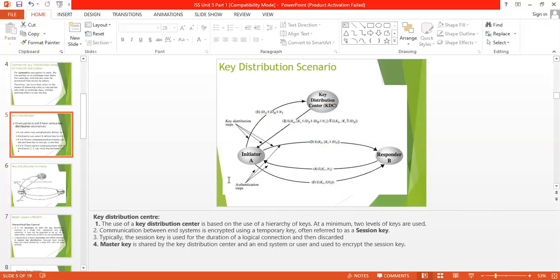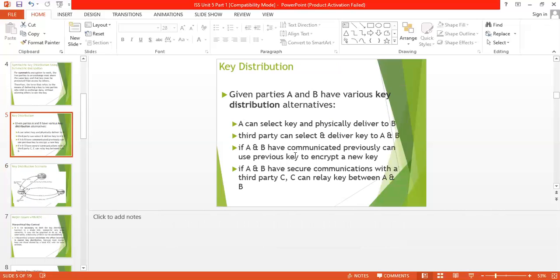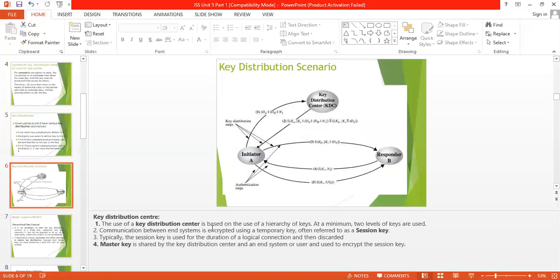There are two users, A and B. A can select a key and physically deliver it to B. A third party can select a key and deliver it to A and B. If A and B have communicated previously, they can use the previous key to encrypt a new key. If A and B each have a secure communication with a third party C, C can relay a key between A and B. So this is the KDC. The KDC is basically the third party, which distributes the key between A and B.